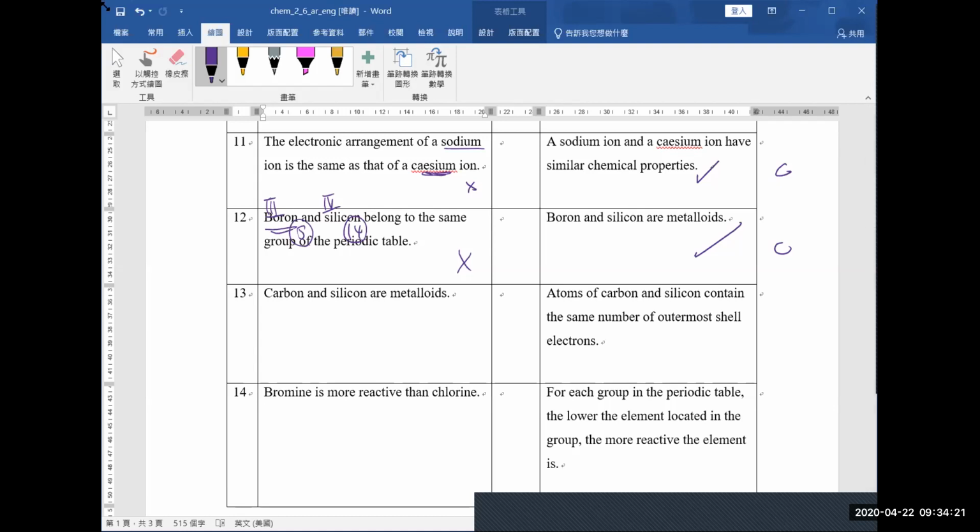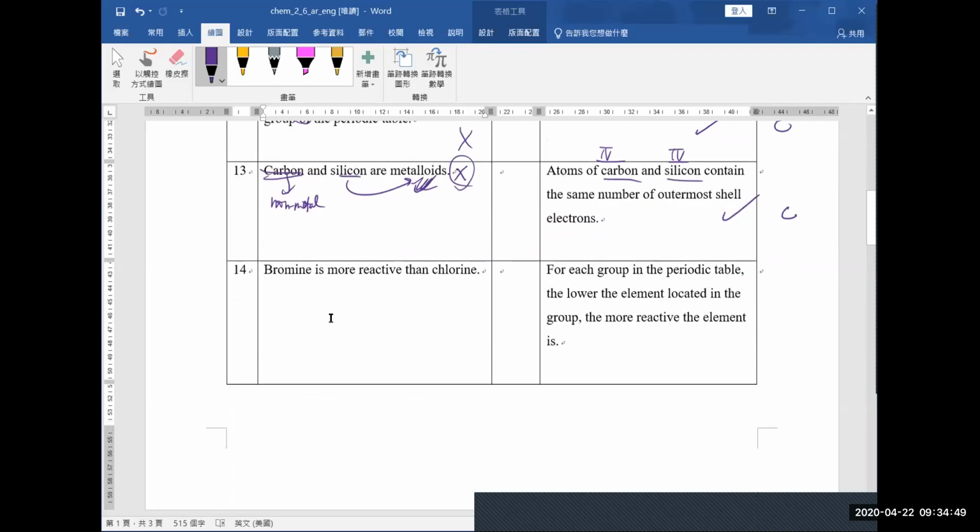Okay, metalloids. Carbon and silicon, they are metalloids. No, it's not correct. Carbon is not a metal. Silicon being a metalloid is correct, but the whole statement is not correct. Atoms of carbon and silicon both belong to group 4. So this one is correct. And then cross and attack is a C.